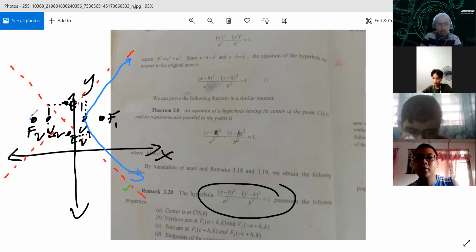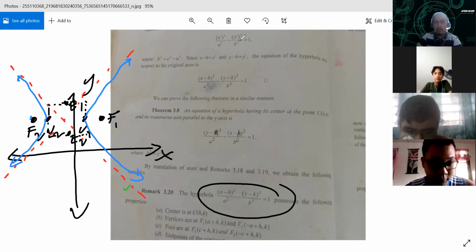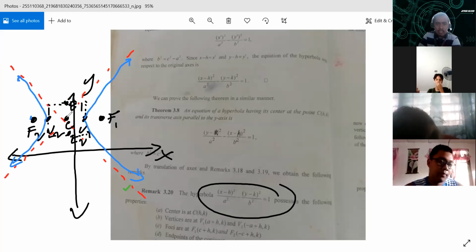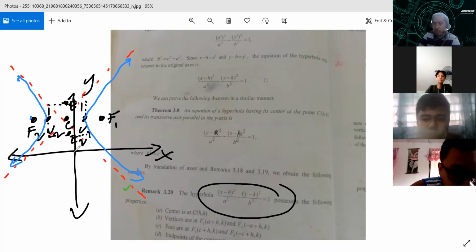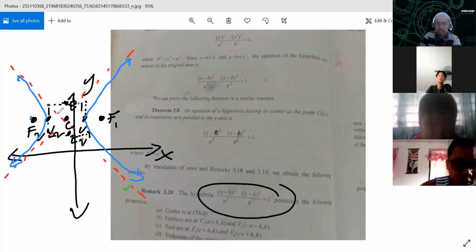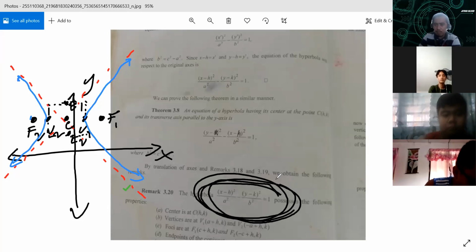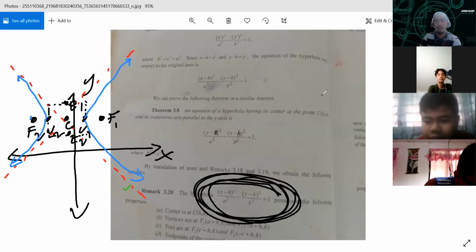Okay? It will look like this. As you can see now, class, your center is somewhere here, right? This is your center. This is not in the origin anymore. So if this case will happen, you will be using this theorem. Okay? You will be using that one. So I think we will not spend enough time for that.